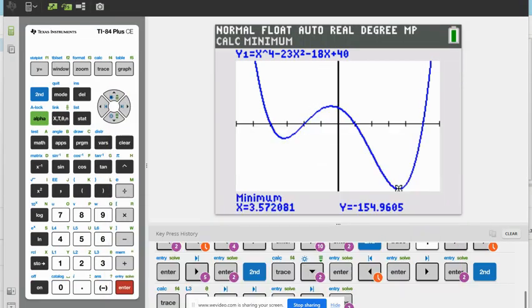So I'm going back to my calculator, and let's talk about our zeros. What are the zeros again? You tell me. Where our graph hits 0 on the y, which is essentially where our graph hits the x-axis. So where are we hitting the x-axis? We're hitting the x-axis here.